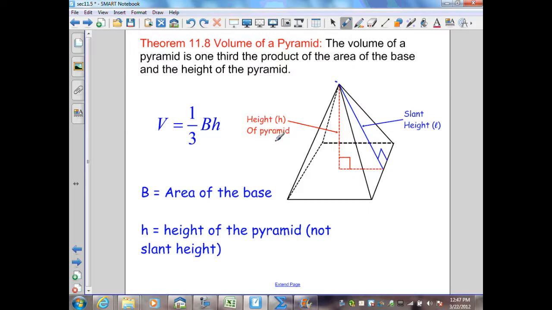Recall the height of the pyramid is a segment from the vertex that is perpendicular to the base, while the slant height of the pyramid is a segment from a vertex that is intersecting the base edge of the pyramid. And therefore, we have this stated: B is the area of the base, and H is the height of the pyramid, not the slant height.